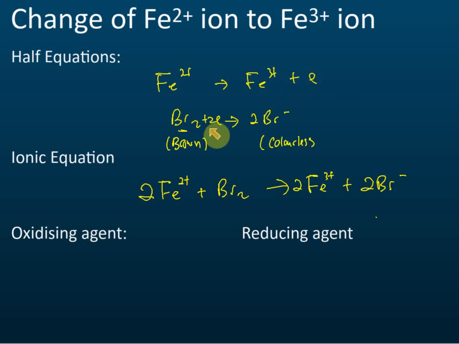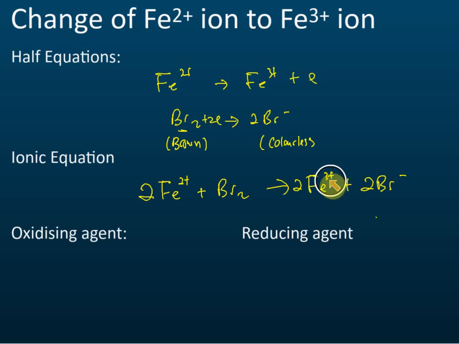For example, this one has two electrons, so this one we multiply by two. Then we have our ionic equation. In the ionic equation, you must include the charge, but you don't need to include the electrons. Electrons only need to be shown in the half equations. In the ionic equation, we don't need to show the electrons, because the electrons cancel off already. But the charge, yes.